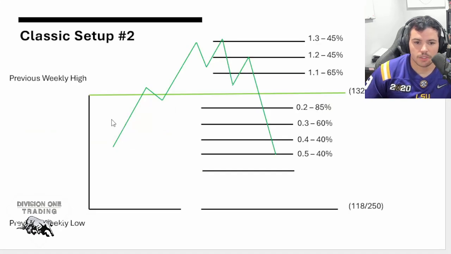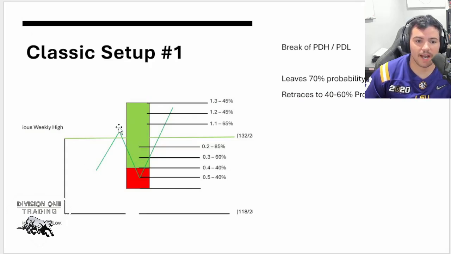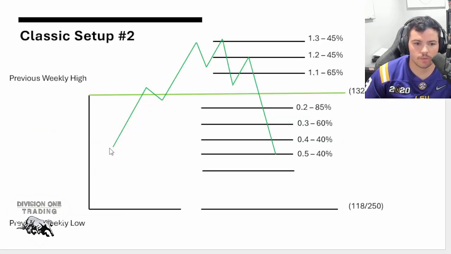Your classic setup number two is a similar move, right? So right here, we break the high and we get a heavy retracement. Here is where we break the high, classic setup number two, and give almost no retracement. So if we only pull back to 0.1 and extend again, we could possibly see classic setup number two.